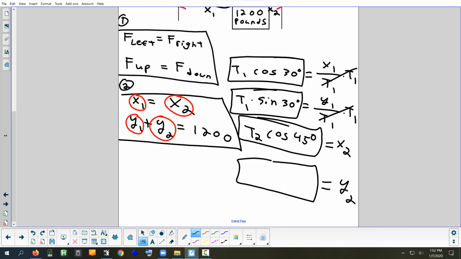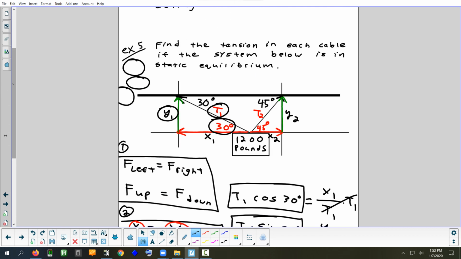y2? Anyone think they can tell me what y2 is? DJ? T2 sine 45 degrees. Yep. It's a 2 because that's a 2. All the 2's are together. 1, 1, 1, 1, 2, 2, 2, 2. The subscript stays the same. That's how you can remember what goes with what. T2, he said sine, because sine is always used for the up and down. And now look at the angle in the problem with the T2. It's 45.